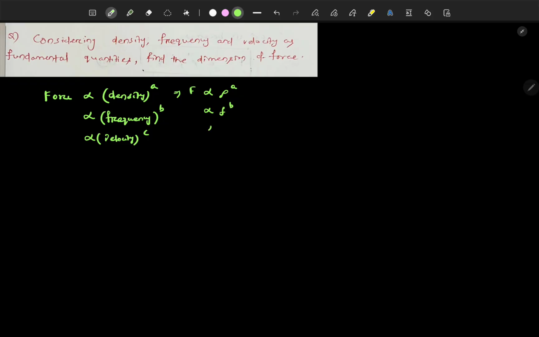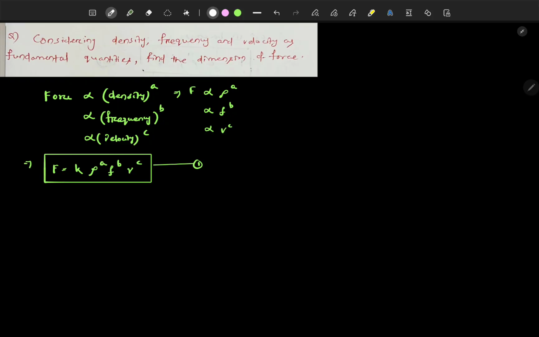So shortly we can write, F is proportional to rho to the power a, proportional to f to the power b, proportional to velocity v to the power c. Combined, we can write it as F is equal to k, a dimensionless proportionality constant, rho to the power a, f to the power b, then v to the power c. This is your equation 1. Then what we have to do? We have to apply the principle of homogeneity.